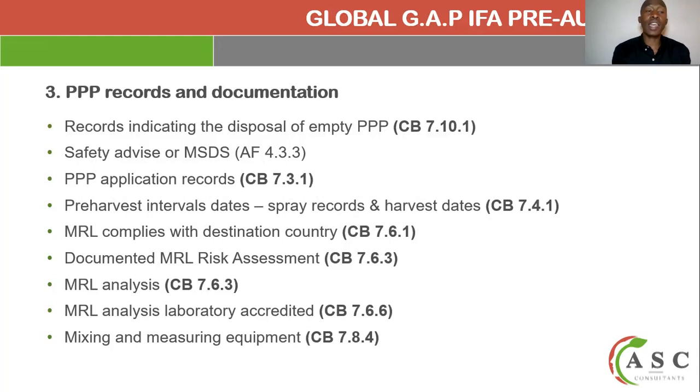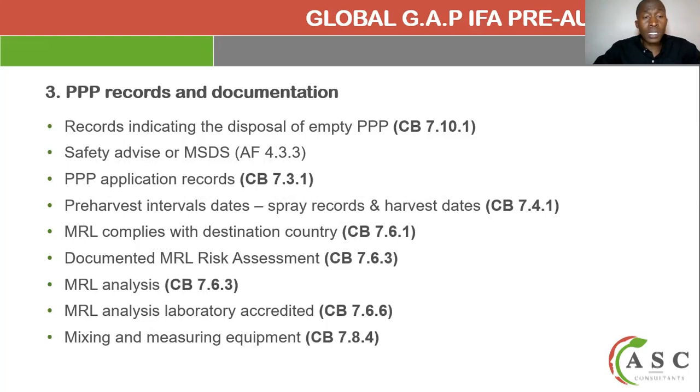With regards to us at ASC, we have what we call a Global G.A.P document toolkit that we are selling, which also consists of nice templates that you can use to record your empty chemical disposal. It mainly consists of the name of the company that's collecting those empty chemicals, the date they were collected, the quantity, batch number, the name of the personnel who's collecting the empty chemical, as well as the date, time, and signature.